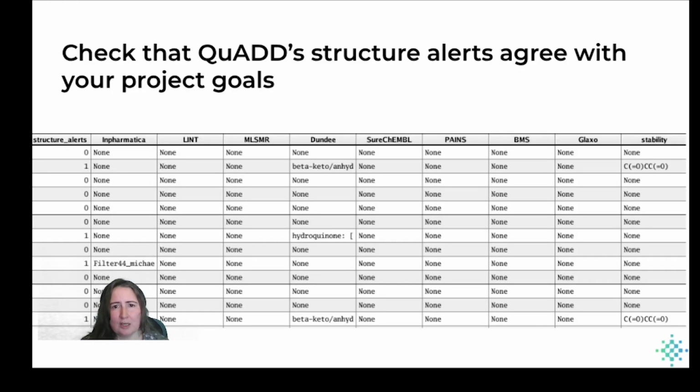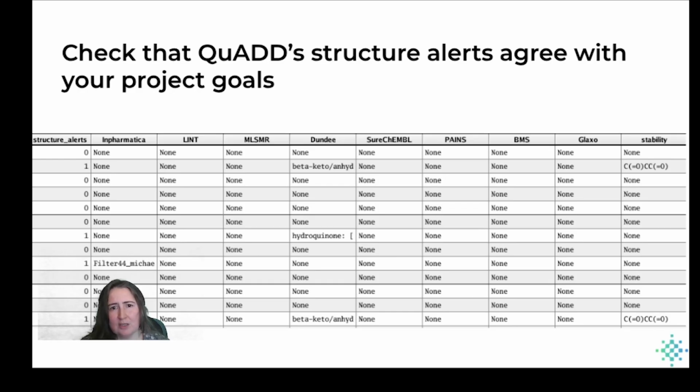Once you have your QuaDD library open, you will notice that QuaDD runs many checks on the library and will flag potential issues. You can see the count of structure alerts on the far left and types of alerts in the following columns. So why do we leave flagged molecules in the library? One reason is that each project has different goals. Depending on where you are in your project, you may be concerned about some flags but not others, so we leave it up to the user.